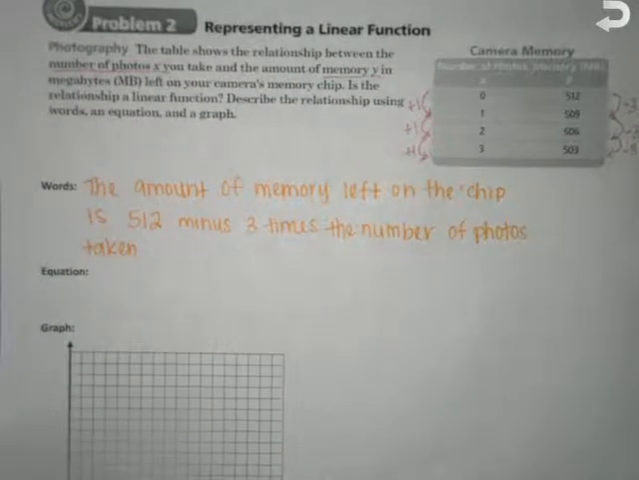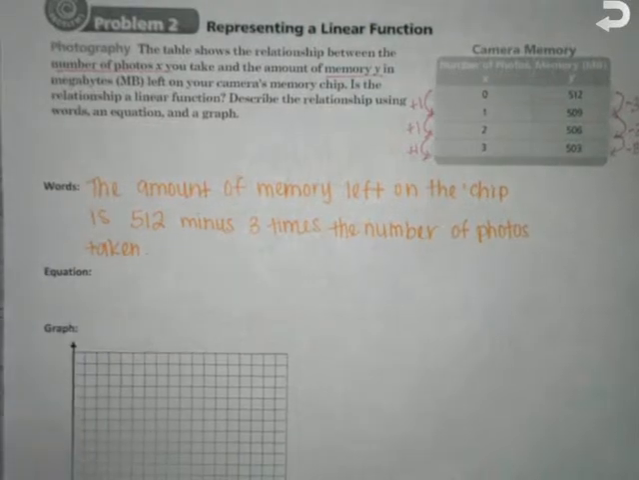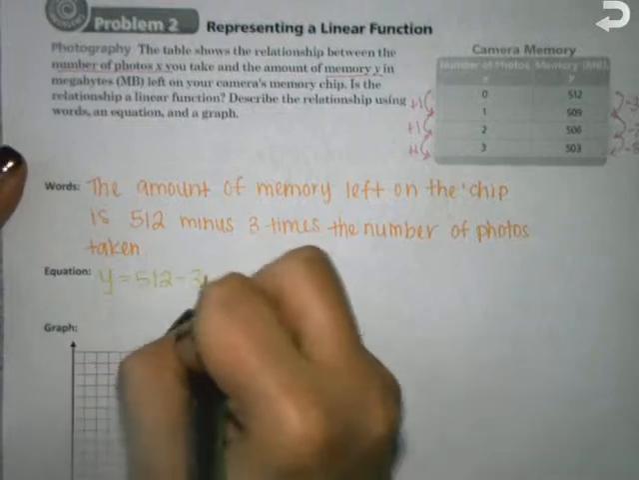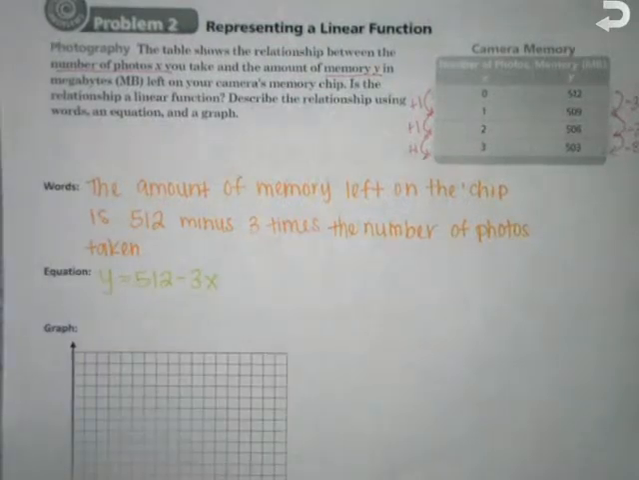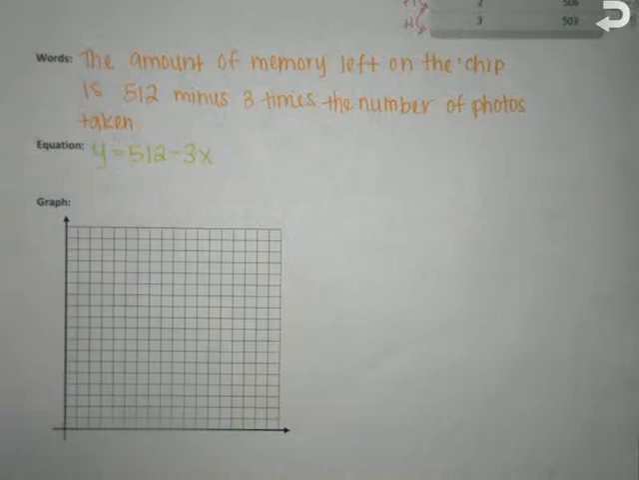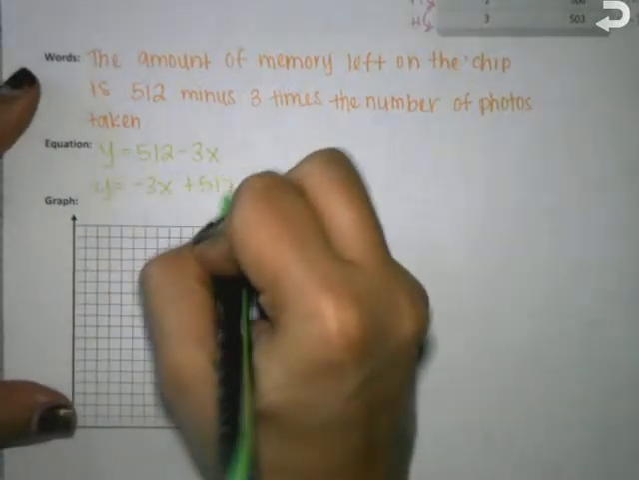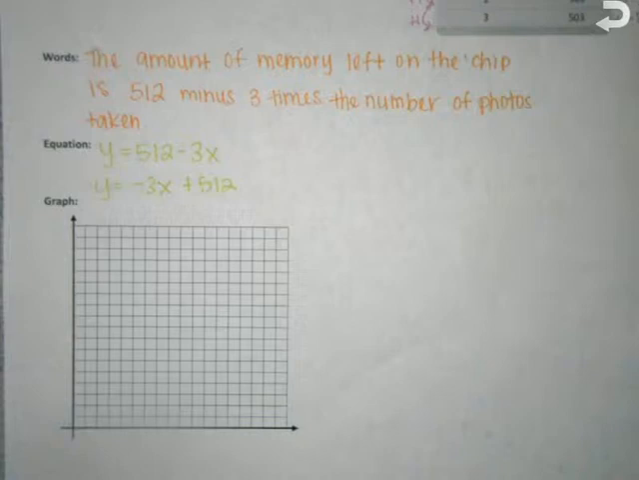What I want you guys to try right now, see if you can figure out what the equation would be. Okay, Kelsey said y equals 512 minus 3x. Do you guys agree? Yeah. I agree. This is fabulous. Did anybody write it like this? Y equals negative 3x plus 512? Anybody? That's also correct. Same thing. I don't care which one you give me.